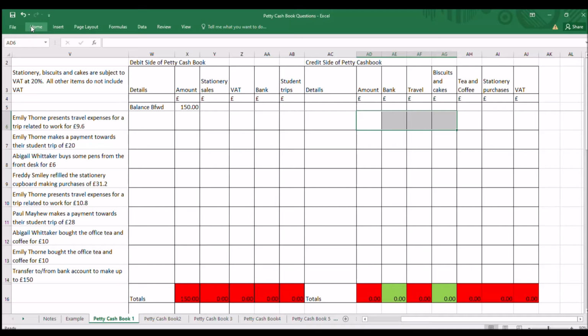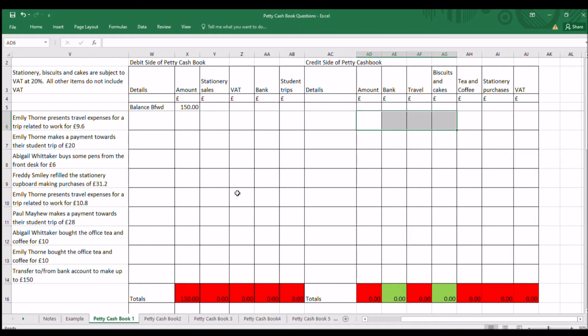Petty cash book questions. So we have a petty cash book here with the debit side and the credit side. This is debit expenses or VAT or whatever, credit petty cash. This is credit the sales or student trips in this case, whatever, debit the petty cash. So we've got some financial transactions here.